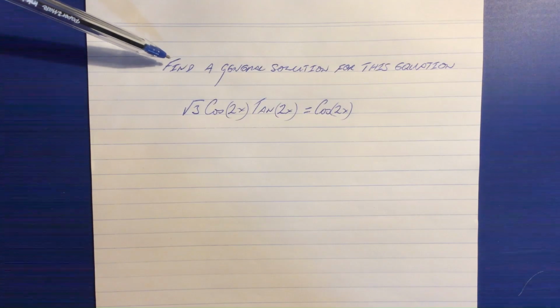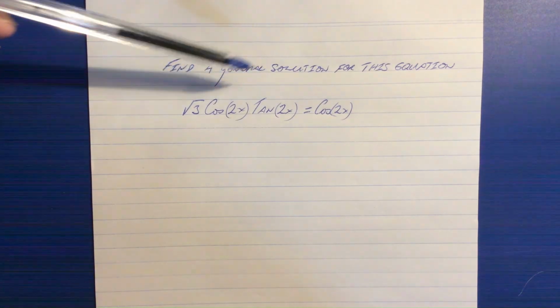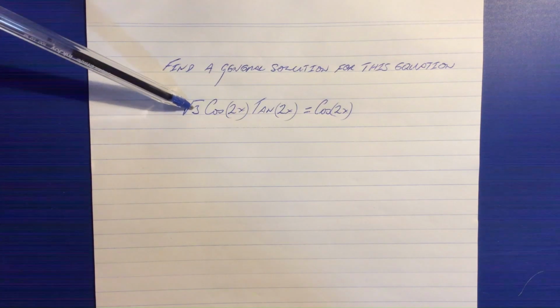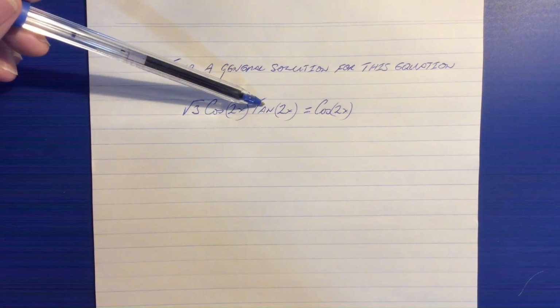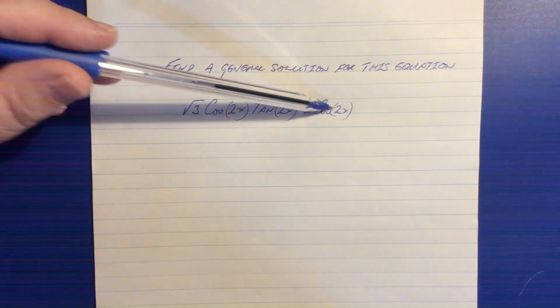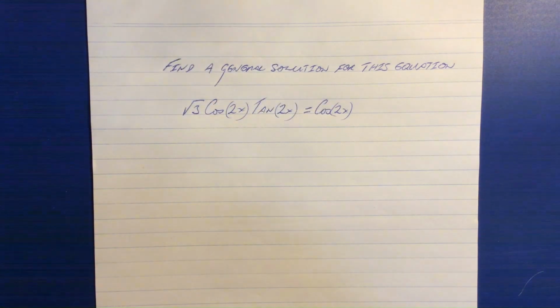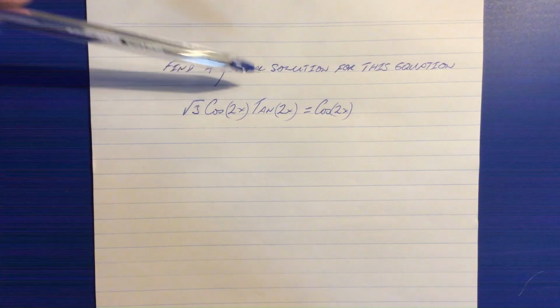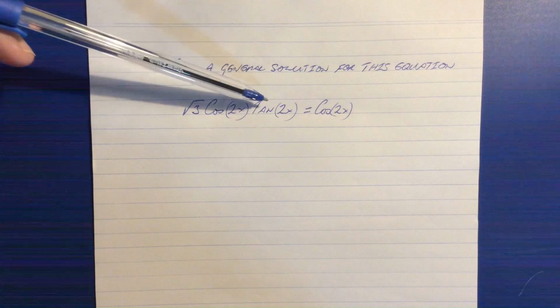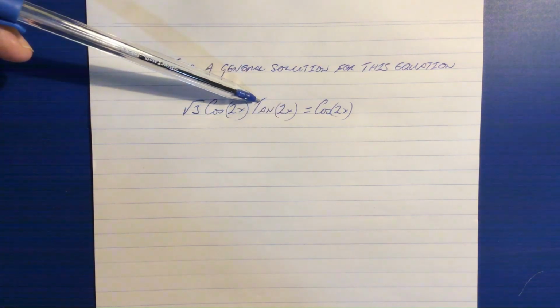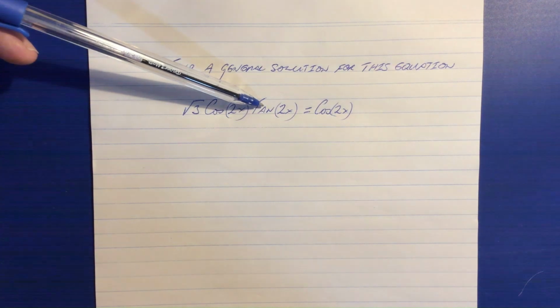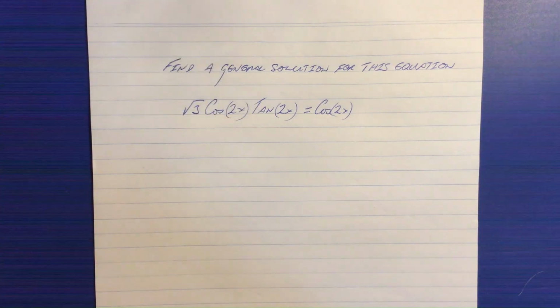What we're tasked with today is finding a general solution to this equation here, which is root 3 cos 2x times tan 2x equals cos 2x. Now, I thought long and hard about how I get this into a form in which it can be worked with. My initial temptation was to do something to the tangent here, maybe rewrite it as sine over cos, but that really didn't yield terribly much.